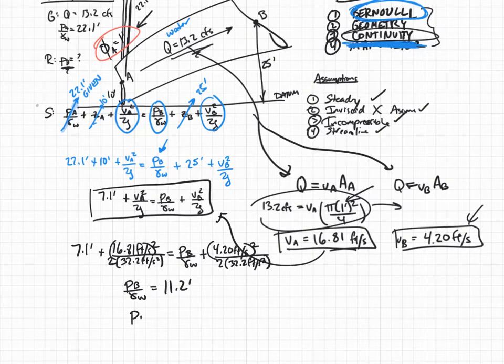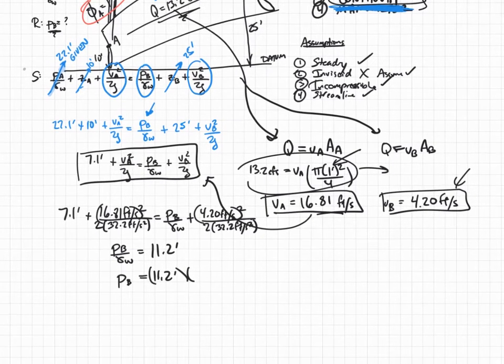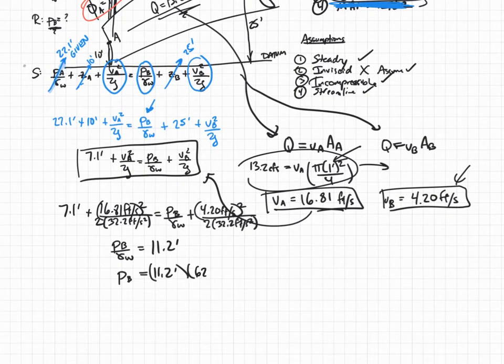And then PB equals 11.2 feet times the gamma of water, which is not 9810. It's 62.4 pounds per cubic foot. Notice if we've got pounds per cubic foot times feet, we'll get pounds per square foot. So that's going to be 8.9, excuse me, PSF, pounds per square foot.